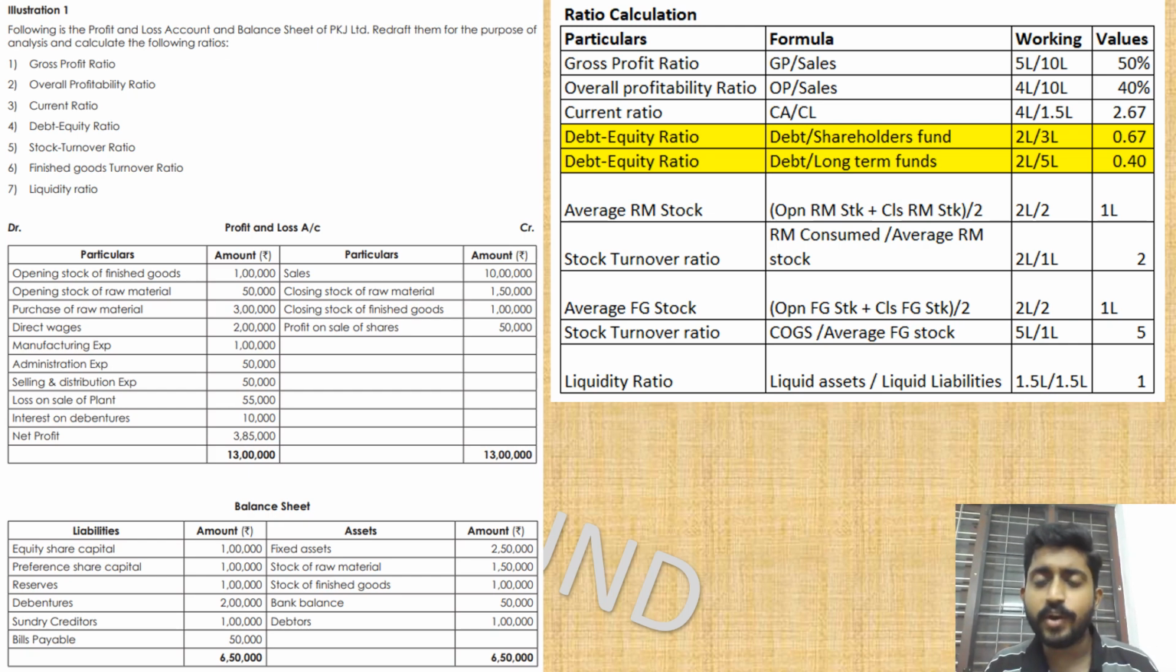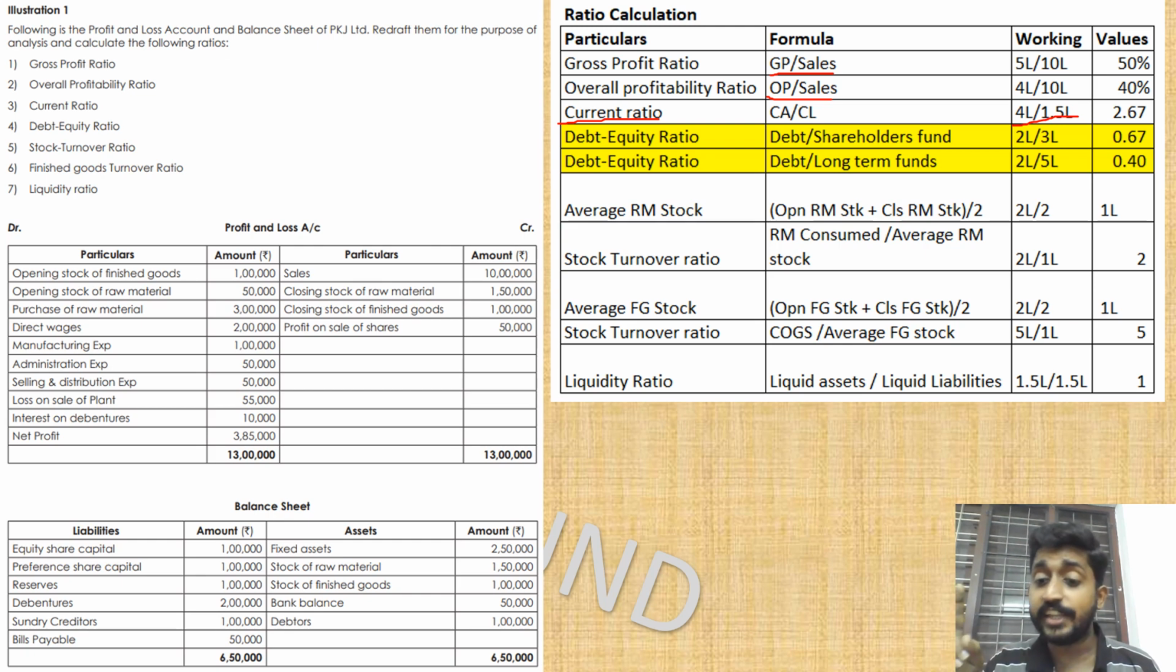Gross profit ratio, as I said: gross profit, which we have calculated earlier, divided by sales. Operating profit ratio, or overall profitability ratio: operating profit divided by sales. Net profit ratio they have not asked, but if they have asked, net profit divided by sales is the net profit ratio. Very simple. Next is the current ratio. We know current assets divided by current liabilities. That is very simple. We have already calculated all the values previously, just rewind and see.